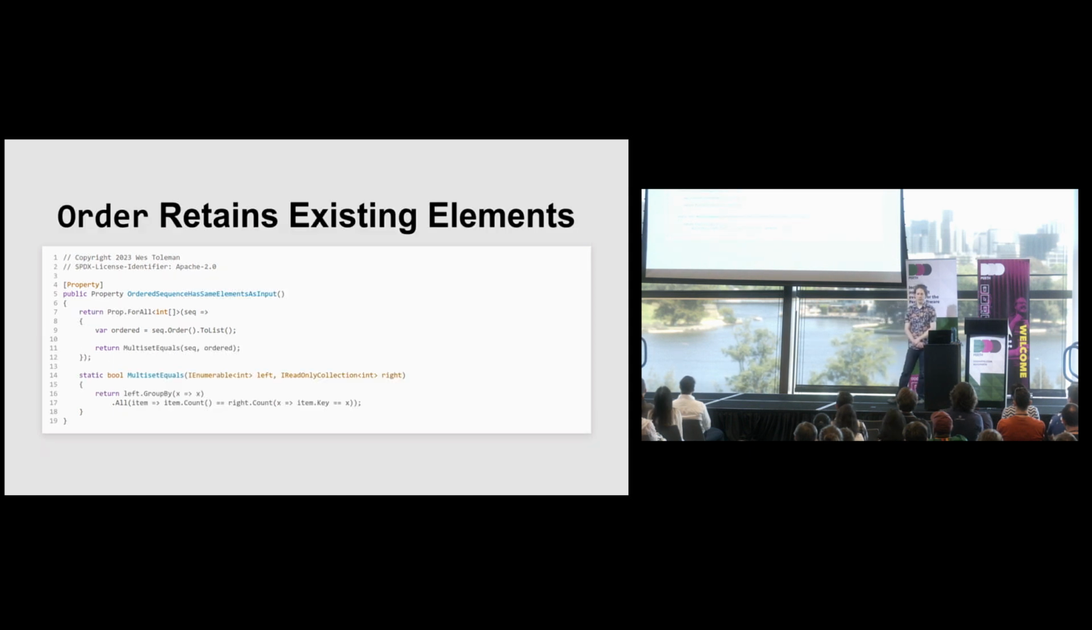Here's how we stop ourselves getting away with just returning a static ordered list, by verifying that the output sequence actually has the same elements as our input. Most of the test remains the same as the previous one. We just change what we're checking.